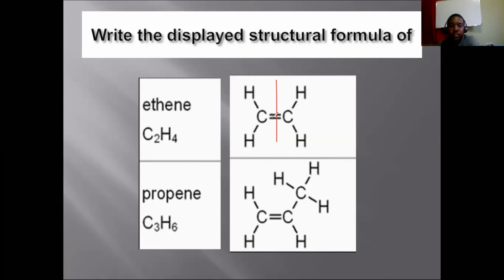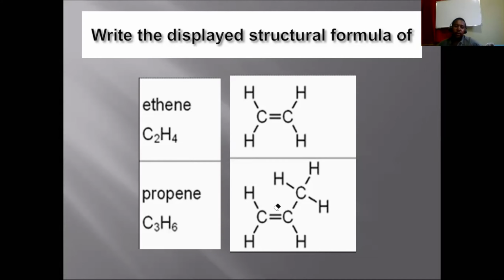it has two bonds already, right? So that means it needs two more bonds to accommodate hydrogen. And the same thing for this one, it uses two of the four bonds already, so we need two more hydrogens to create a structure that is full, right? So that's for ethene, same thing for propene. So propene is 3 carbons, right?